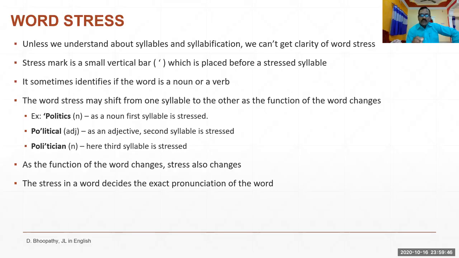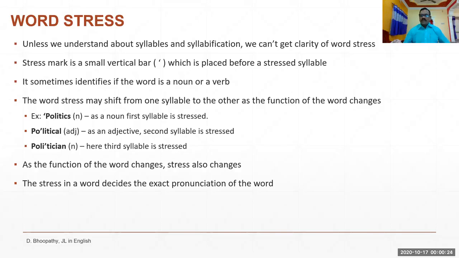According to the stress, the function of a word can be understood. Let us see a small example here. The word stress may shift from one syllable to another as the function of the word changes, for example, as a noun, as a verb, sometimes as an adjective, sometimes as an adverb. So the stress may shift from one syllable to another.